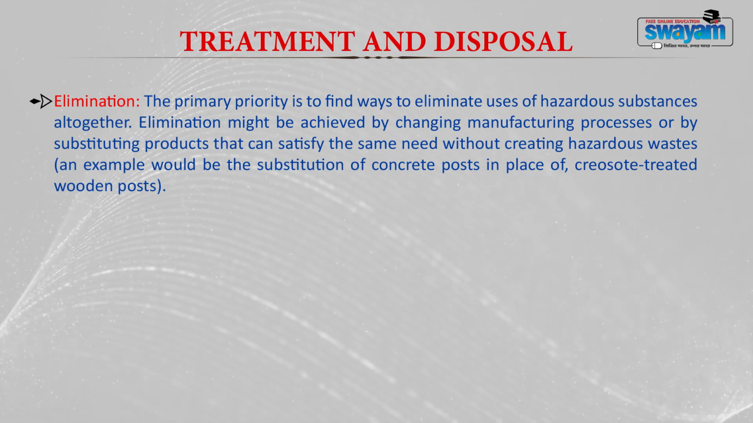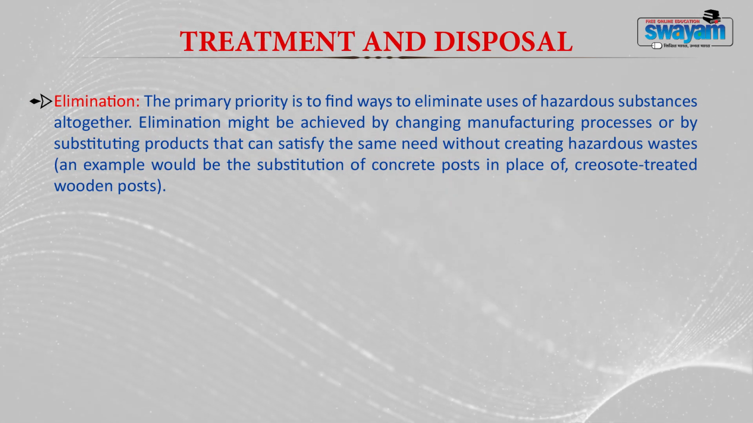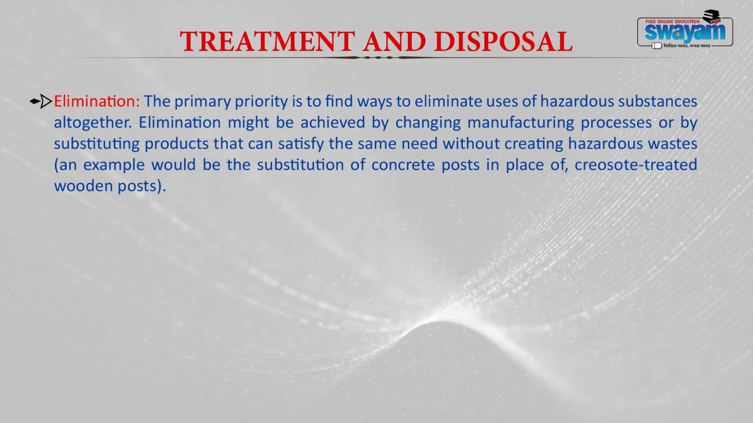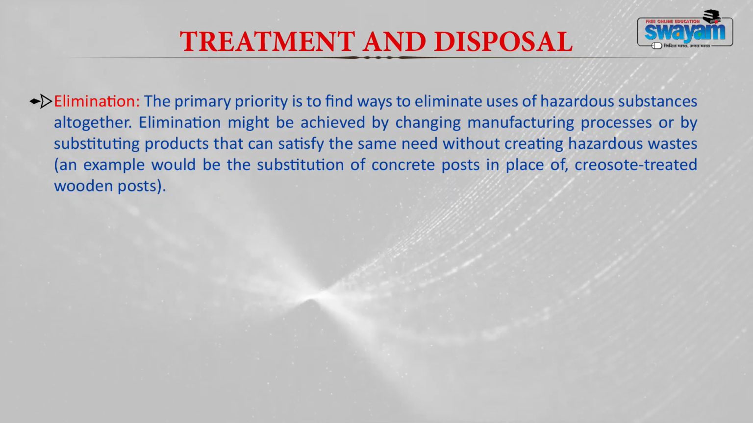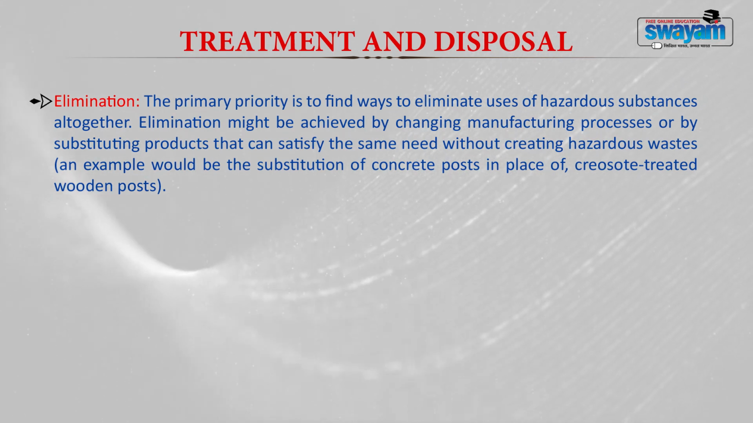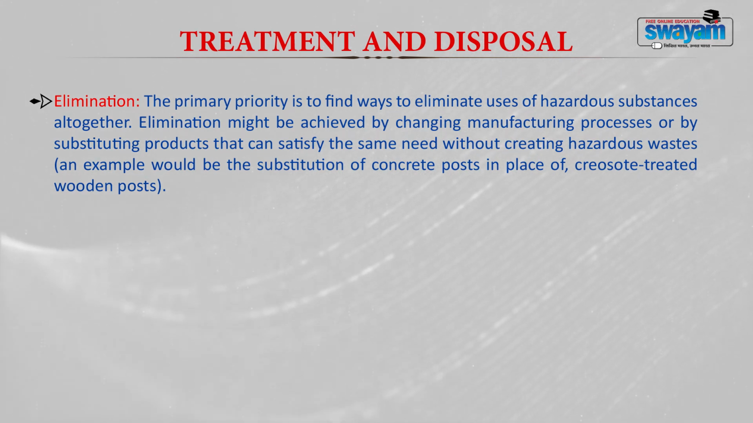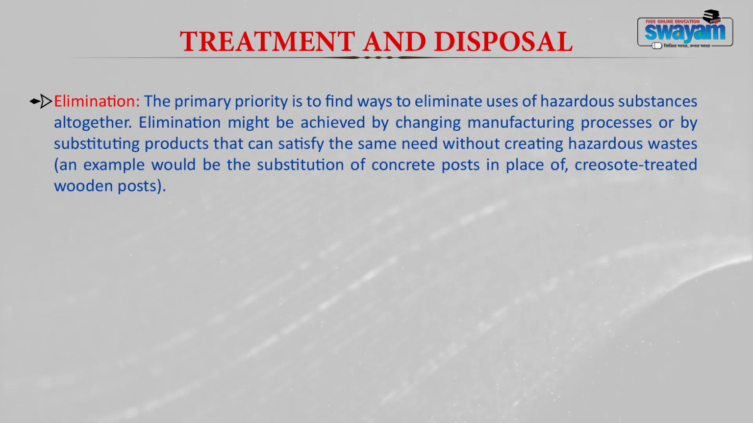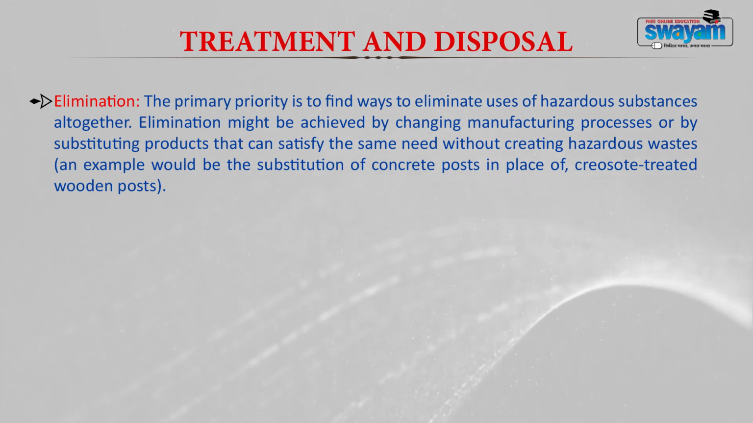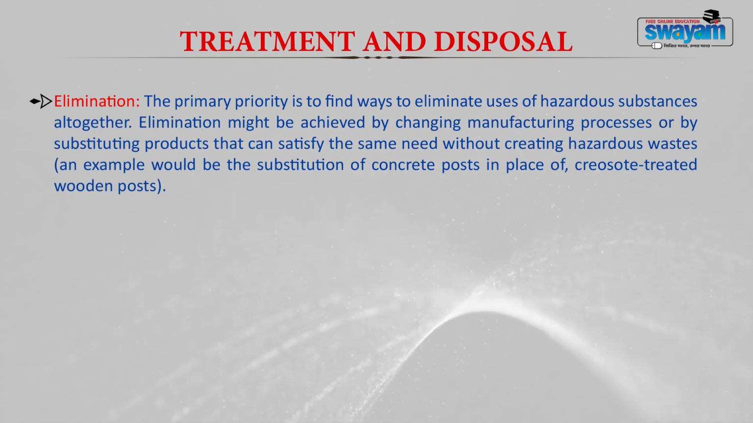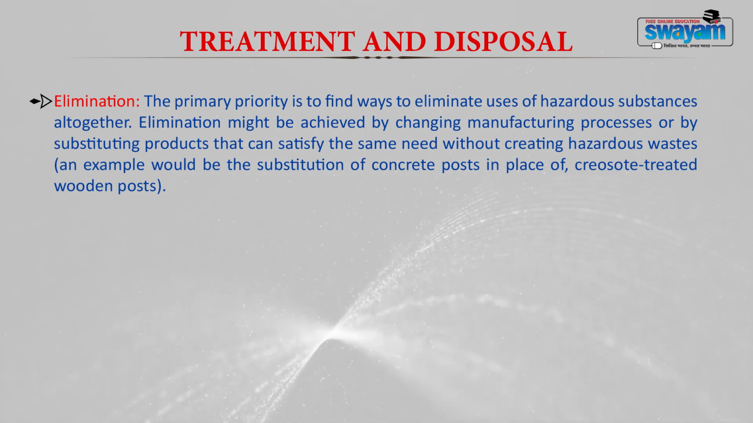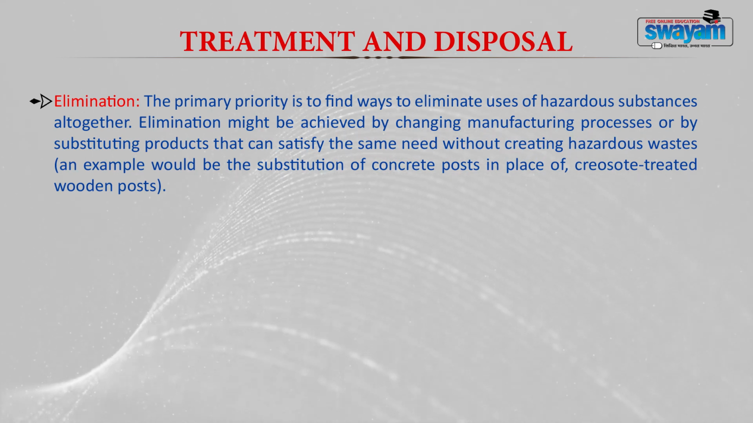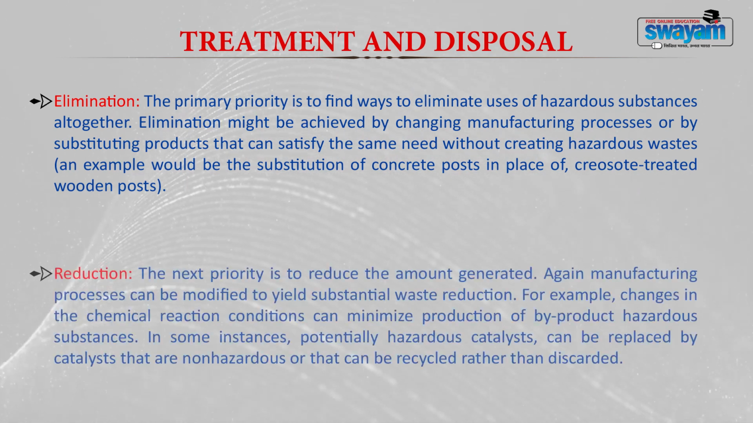Now, this elimination might be achieved by bringing in small changes in the manufacturing process or by substituting products that can satisfy the same need without creating any hazardous waste. For example, you can use concrete posts in place of creosote treated wooden posts. This is one example.